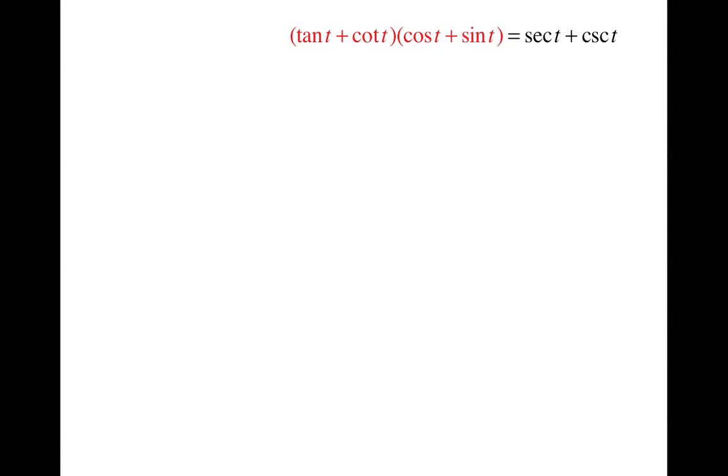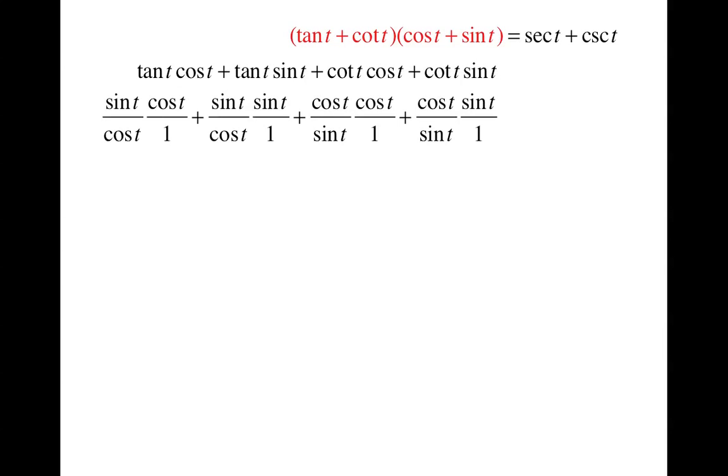Based on what we've done in previous examples, I think it's obvious that we're going to need to distribute or FOIL. Now, at this point, this looks very, very complicated, more so than where our answers should fall. We're going to use the strategy of converting everything into sines and cosines. By using our definitions, rewriting in its fractional form, this is what we are left with.